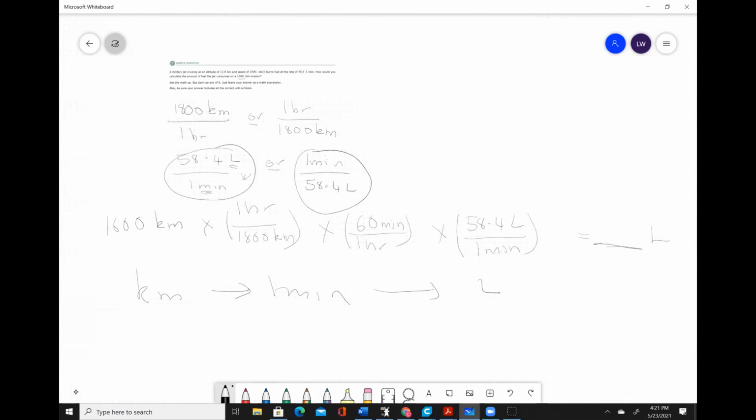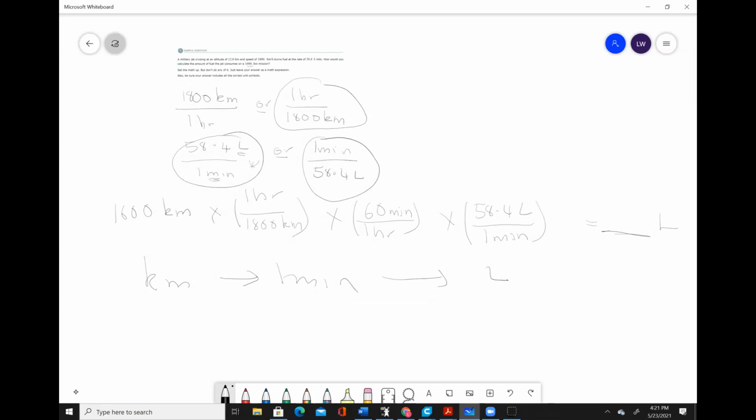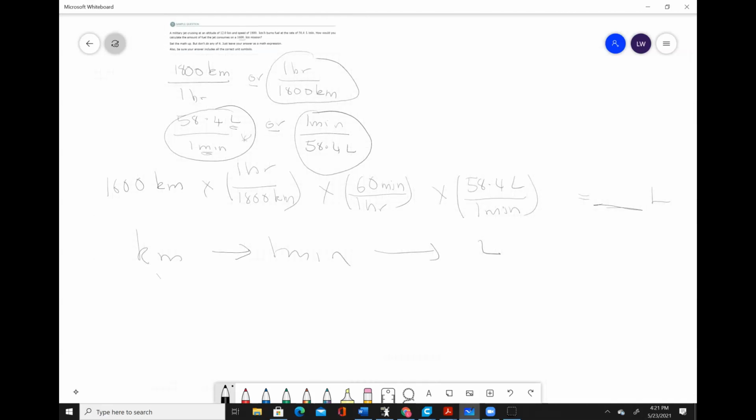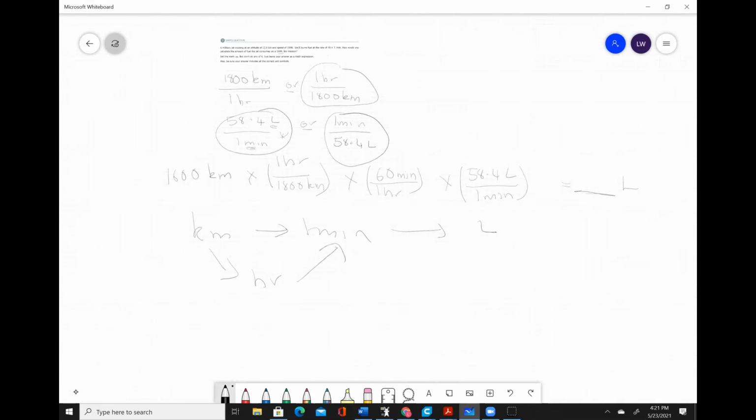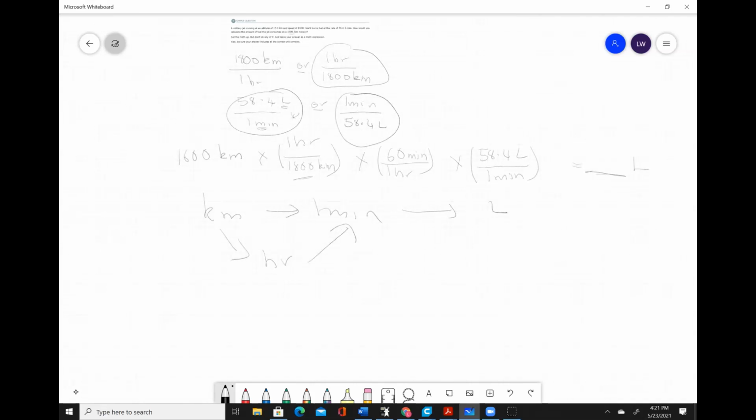But my conversion factor that relates kilometers and time has hours in it. So I actually had to kind of take a little detour. I had to go from kilometers to hours, and then I could go on to minutes, right? So that's it. Now, I don't have to do any of the math here. I just have to enter in these three conversion factors, and I know I got it right because look, there it is. All right? And that leaves liters behind. Okay, all seems good, huh?